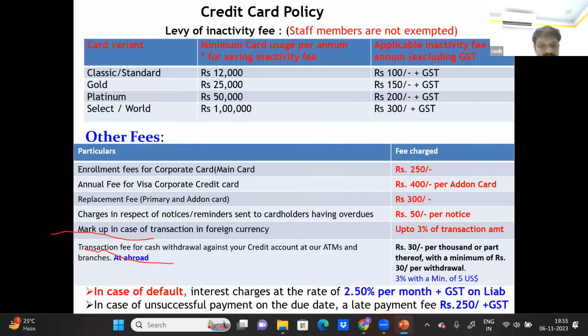Remember, very important. In case of default, somebody has not paid the credit card bills, we have to charge interest of 2.5%. Even revolving also 2.5%, default also 2.5%.